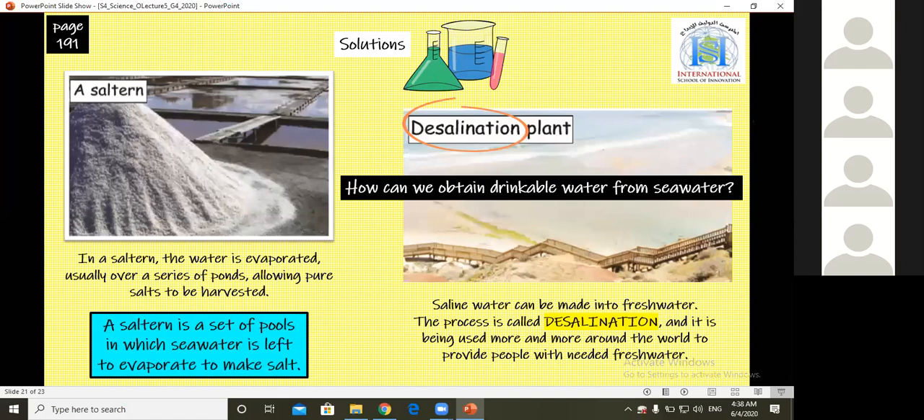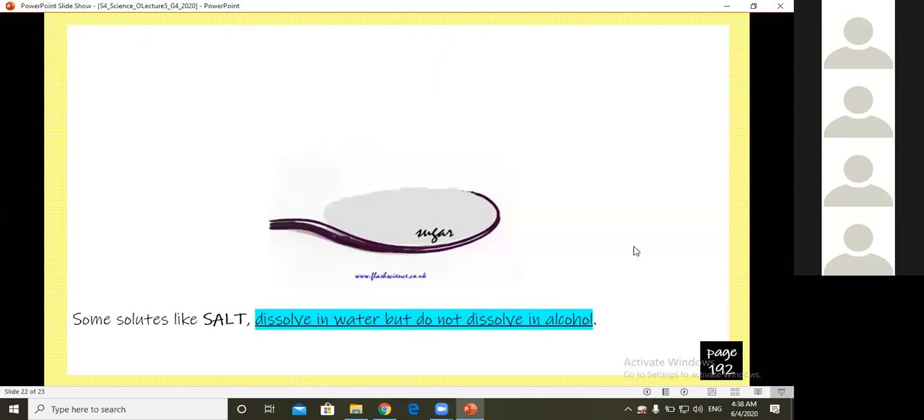Just a quick remark about filters and desalination plants. In filters, we let the water evaporate, leaving the salt behind, so we can use the salt in our food. Desalination is when we remove salt from water so we can get drinkable water out of salty water. Okay? So that's it, we finished. Remember that salt dissolves in water but not in alcohol.